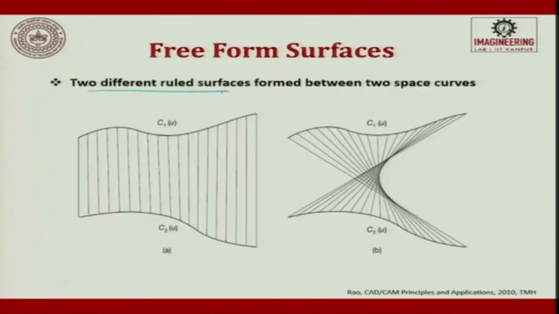Two different ruled surfaces form between two different space curves. You have a curve C1 and C2. If you want to join C1 and C2 start point to start point, end point to end point, you get a ruled surface. If you define the start point and then the next surface, these two surfaces you link and these two surfaces you link, you see in the space you will have two different curves getting formed. So, two different ruled surfaces are formed between two space curves.